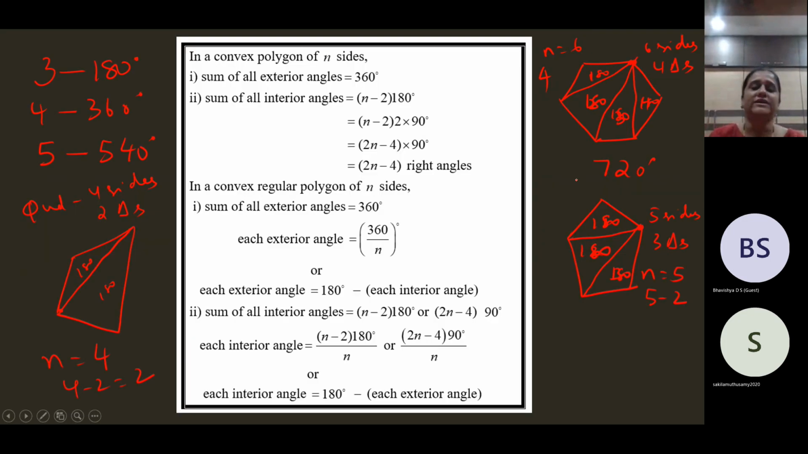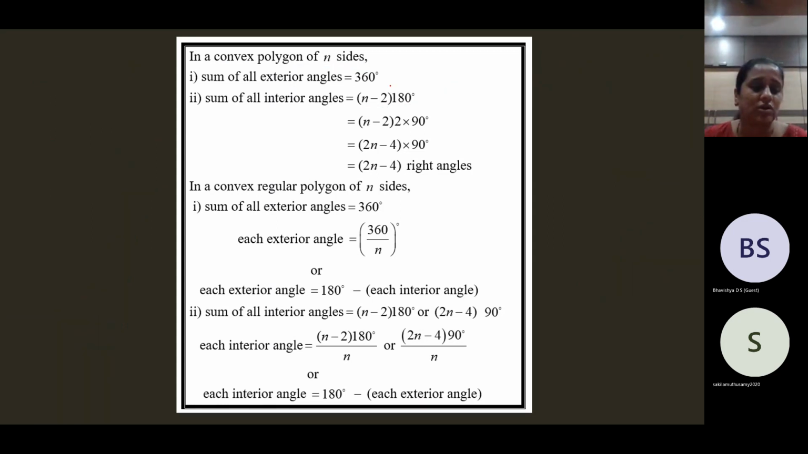So the sum of all the interior angles of a convex polygon with n sides is n minus 2 into 180. Or see, this is the formula. It ends here. That's all. This is the formula.